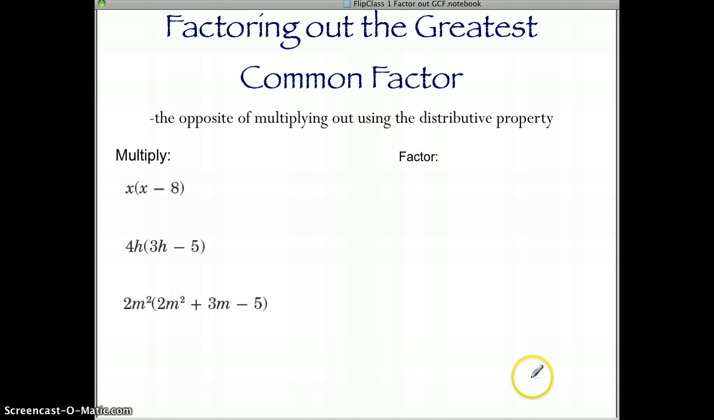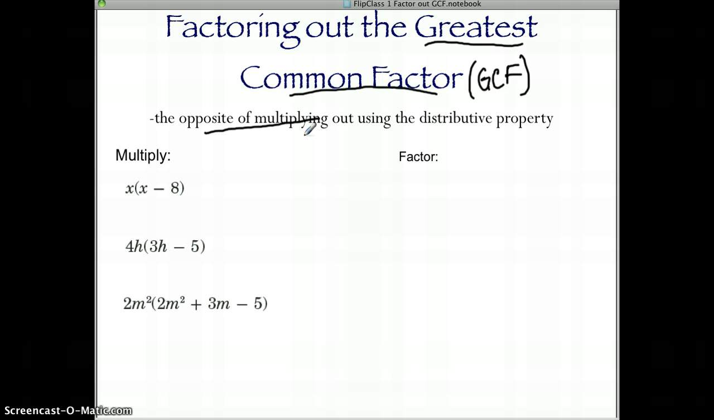Okay, the first thing we're going to do in flip class 1 is factor out the greatest common factor. Now, just so you know, greatest common factor is often referred to as GCF. So when we say GCF, that's what we're looking for. Factoring is the opposite of multiplying out using the distributive property.